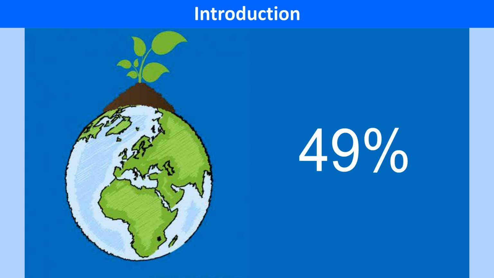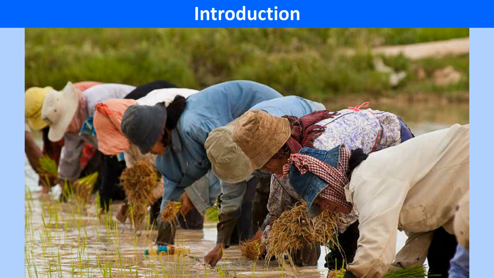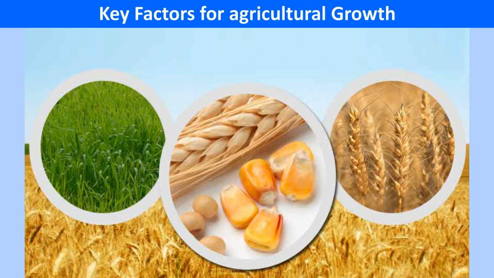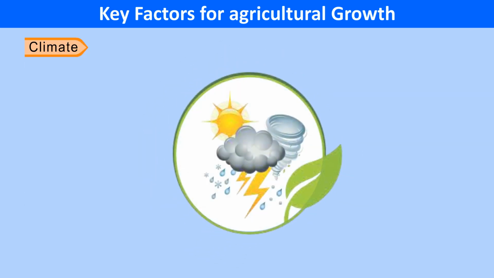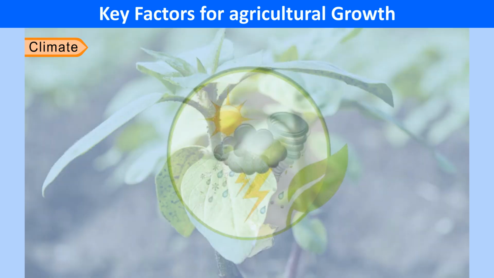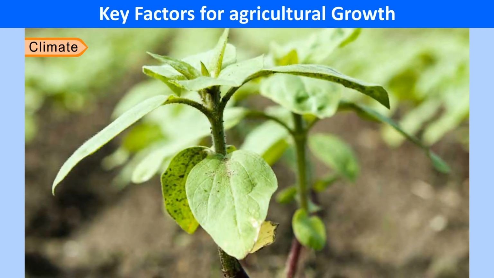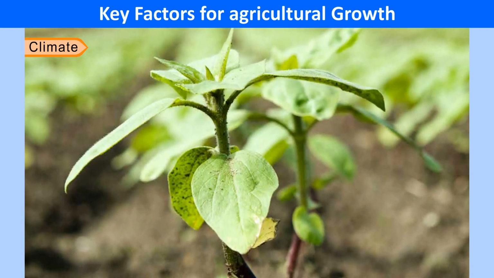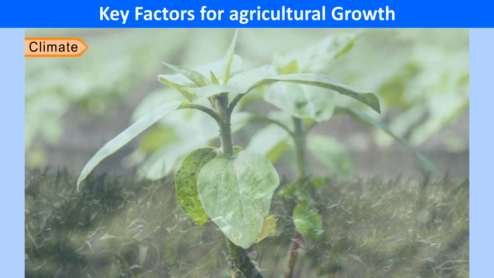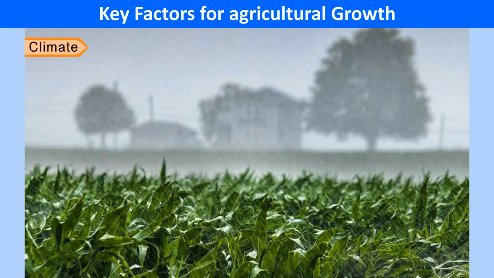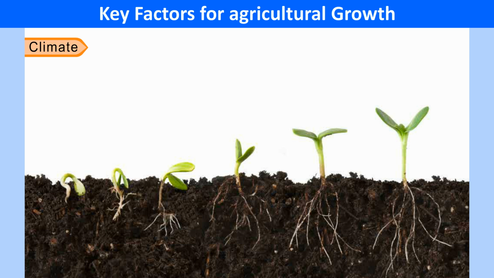Agriculture is practiced in over 49% of the land surface of the earth, employing over half of the world's population. Key factors of agricultural growth. Climate. Climate is the dominant factor that influences agriculture. Plants thrive best under certain temperature conditions, which also determine their growth period. The annual and seasonal distribution of rainfall determines the available water supply to plants and the active growth period of crops.